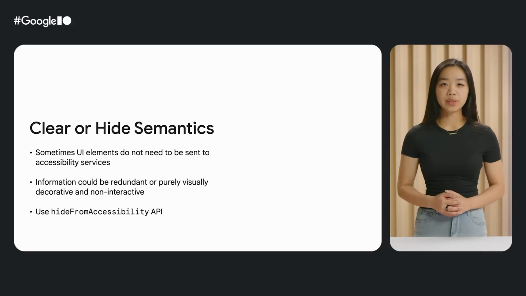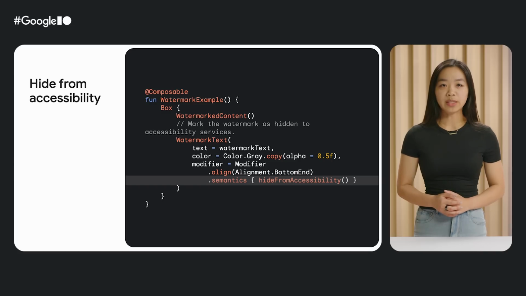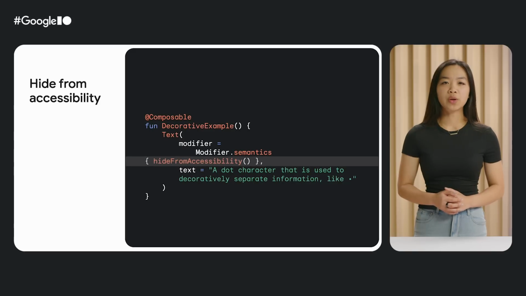In the following examples, we see decorative components that can be hidden: a redundant watermark that spans a box, and a character used to decoratively separate information. Using Hide from Accessibility here ensures that these components are hidden from accessibility services, but still retain their semantics for other purposes like testing. However, if semantic information must be completely cleared or overwritten, then a more powerful API to use is clear and set semantics.